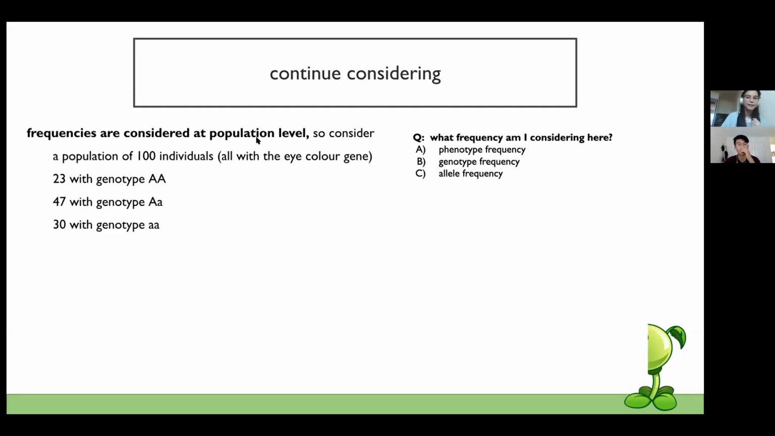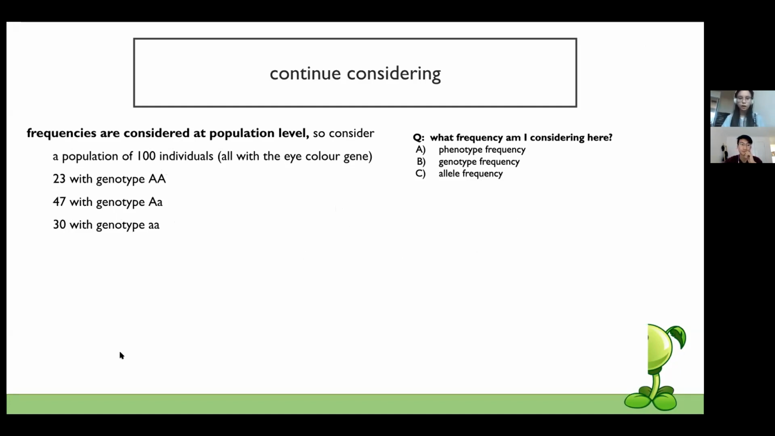Did you specify which one you're looking for? Okay, so we're given this data here. The numbers with the specified genotype. So which frequency in this population of 100 individuals would we be looking at with this data? Yep, so some people are saying B, which is correct, genotype frequency.